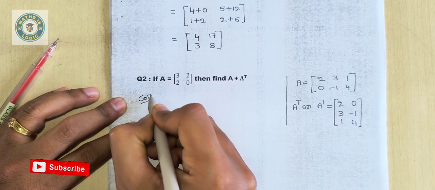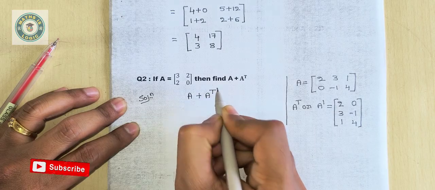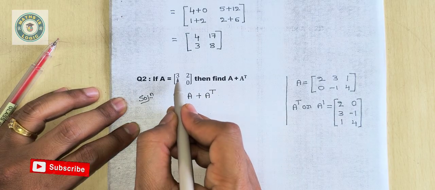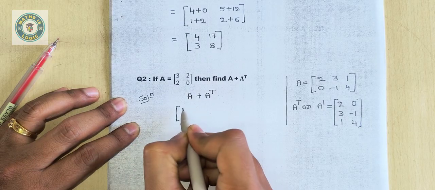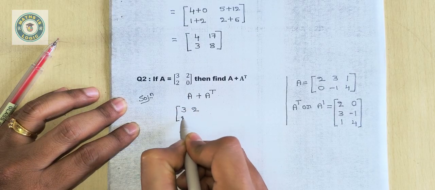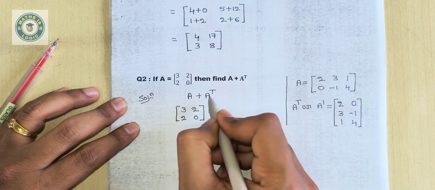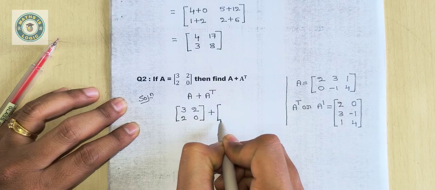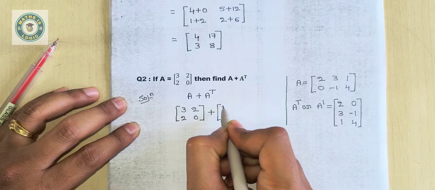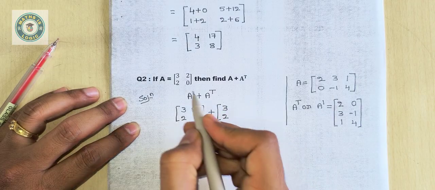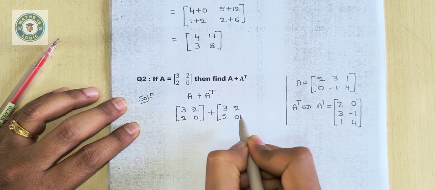In the solution, first write A plus A transpose. First the A matrix, which you already know: 3, 2, 2, 0. Next plus, then take the transpose of A. Just now I told you how to take the transpose. Here the first row is 3, 2, so we write it as the first column, 3, 2, and the second row is 2, 0, written as the second column, 2, 0.